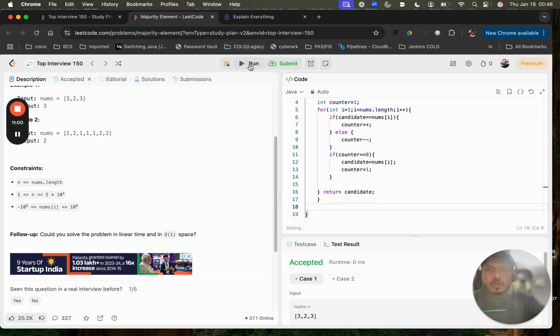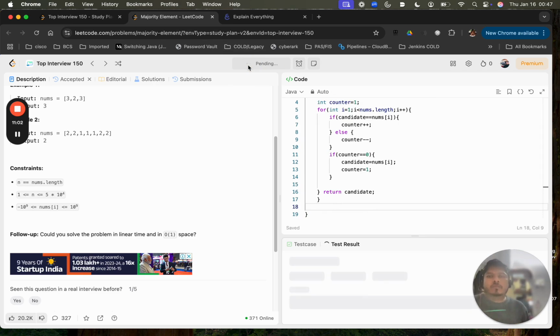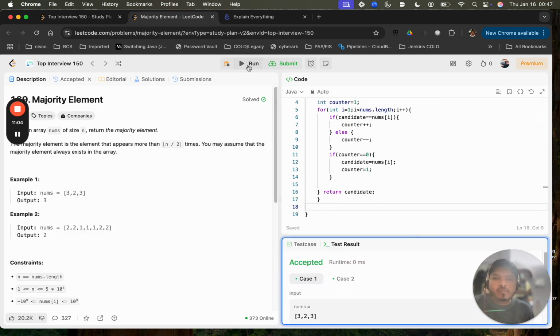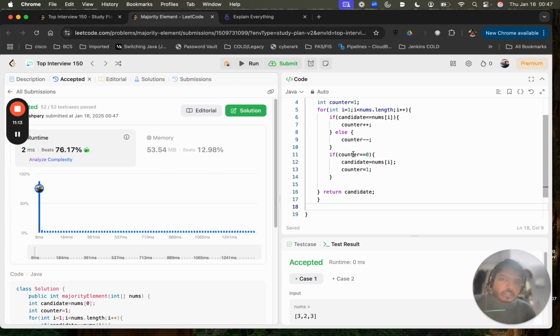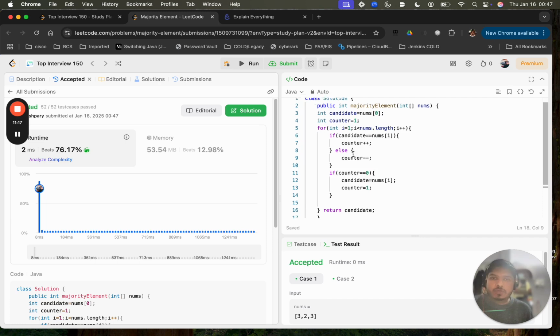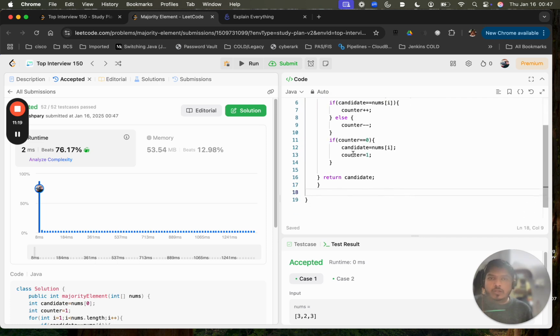Okay, let me try to run this. Okay, this is accepted. So this is the voting algorithm which we used, and here we solved this problem in linear time and also with big O of one space complexity.